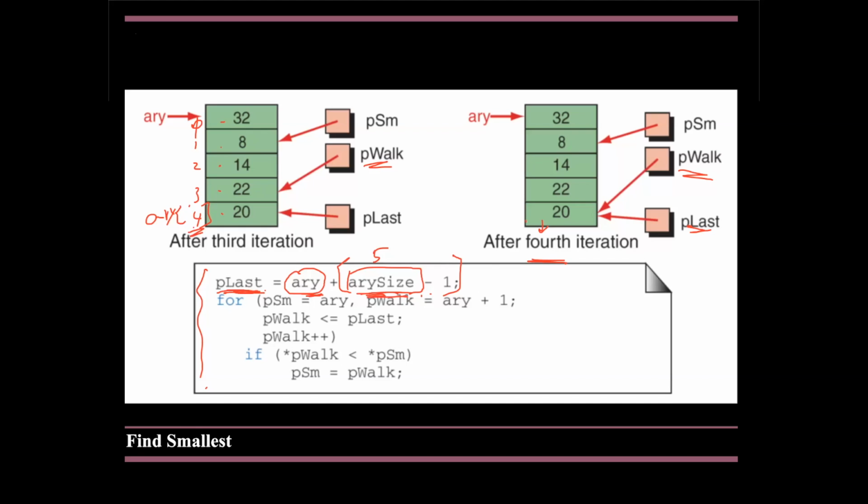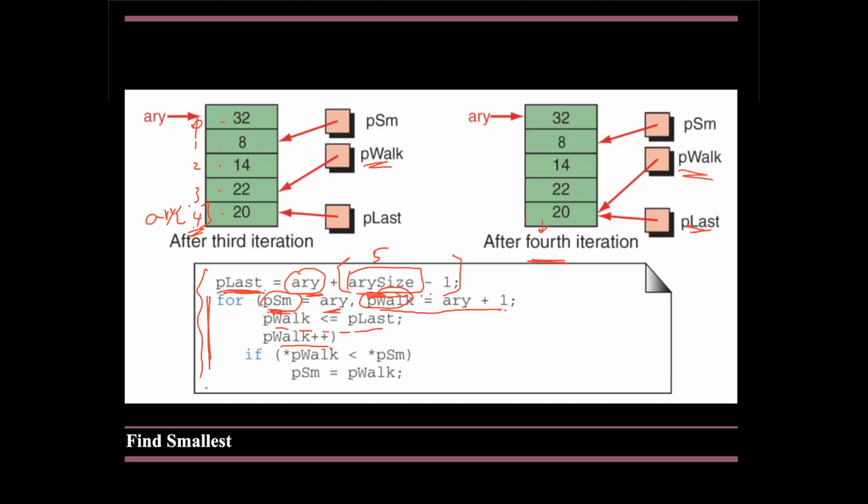So if you do this in a for loop, you set p small equals ARY, and this is all in memory. Remember, a memory address is an integer, right? So this p small equals ARY, that gives you the initialization. And the other initialization you have is p walk equals ARY plus 1. So at this point, you're able to set 2 variables at the same time. And then you begin your conditionals and increments.